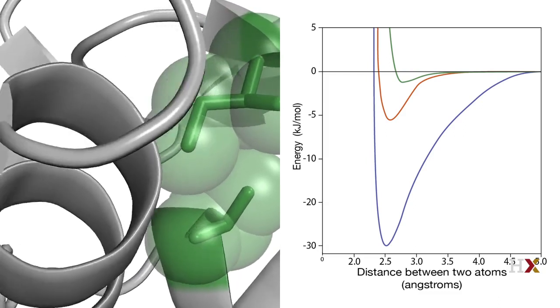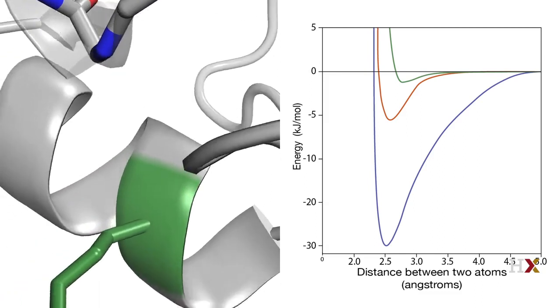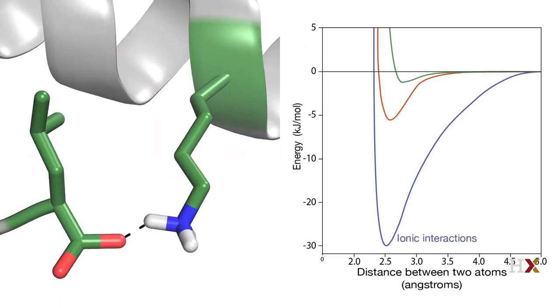The strongest non-covalent interactions are salt bridges between pairs of charged ions. Here, a lysine side chain is paired to the C-terminal carboxylate of the protein. Depending on the polarity of the environment, a salt bridge can provide more than 10 times the binding energy of a van der Waals interaction.